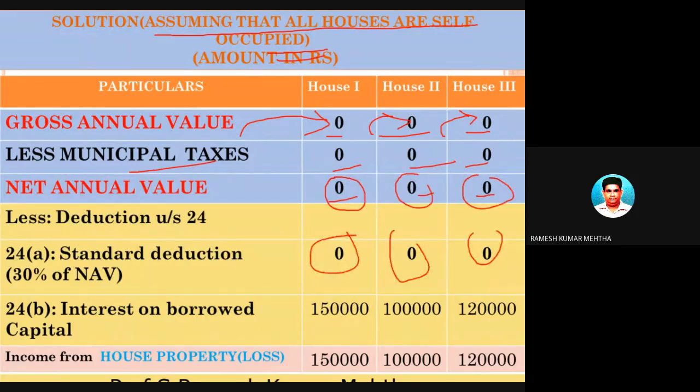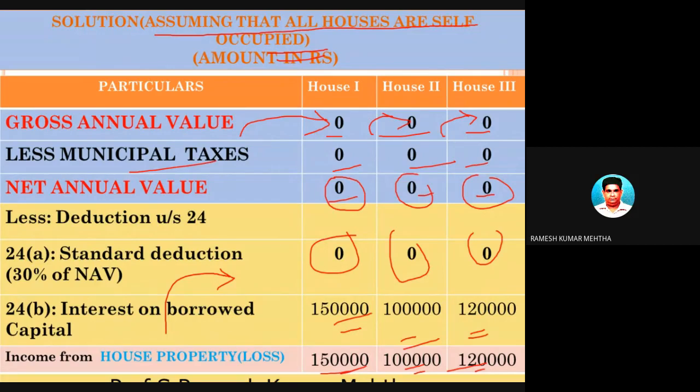Now the last step, interest on borrowed capital. Yes, it is allowed as a deduction. In the first case, interest on borrowed capital is 1.5 lakh rupees, in the second case it is 1 lakh rupees, and in the third case it is 1,20,000 rupees. So because of this, the loss from house property for house number 1, house number 2 and house number 3 is 1.5 lakh rupees, 1 lakh rupees and 1,20,000 rupees.